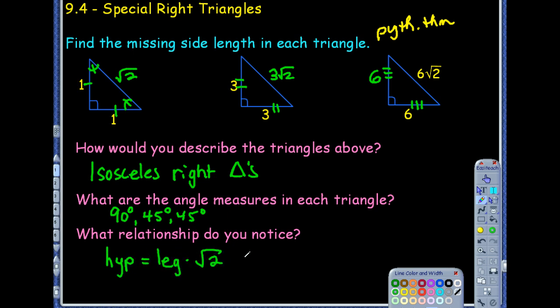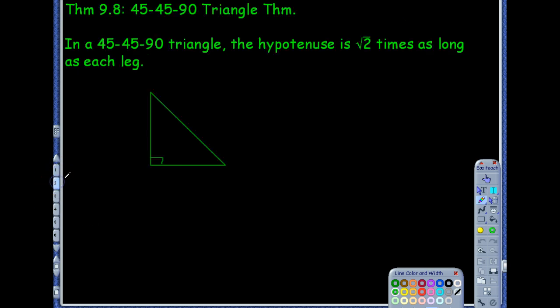Right. Perfect. Now, the cool thing is this is actually a theorem, and it's a nice, short and sweet theorem. It's called the 45-45-90 triangle theorem because you're going to have a right angle for sure, and the two other angles are going to be 45. We could also call this an isosceles right triangle. So I'm going to make a little note that this is also an isosceles right triangle.